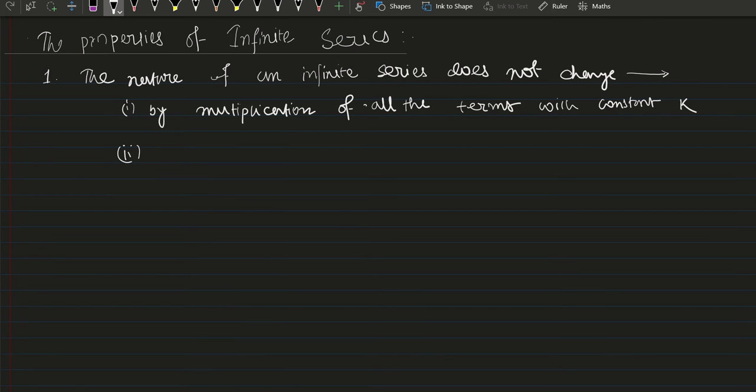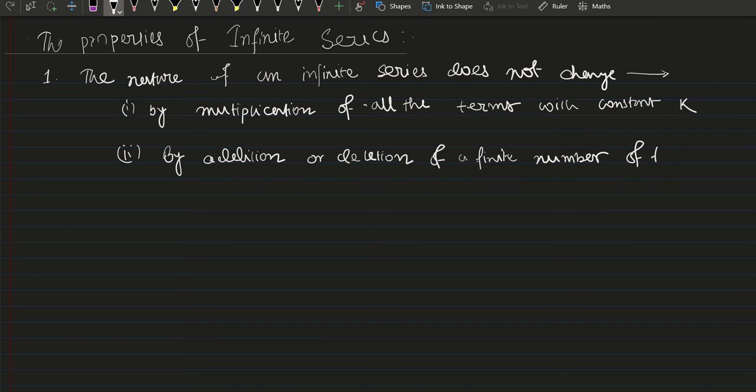And the second one is by addition or deletion of a finite number of terms.